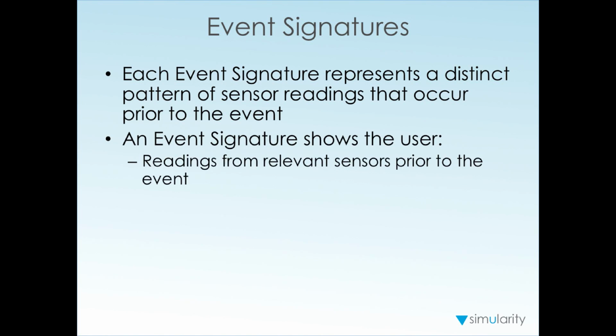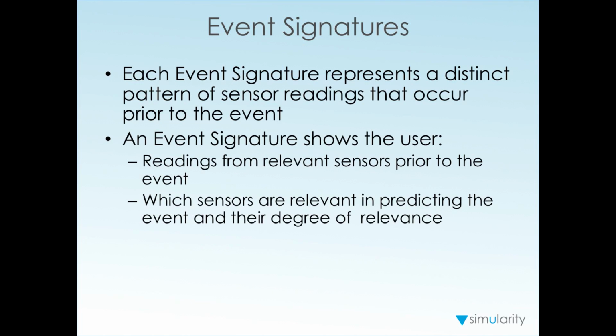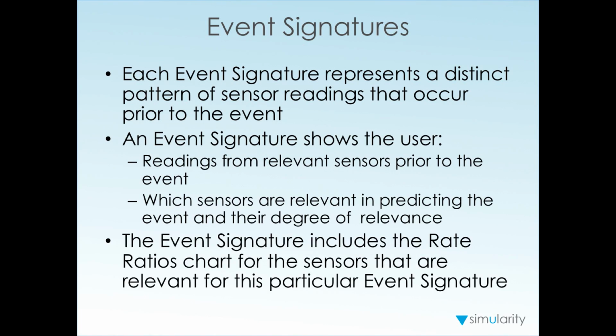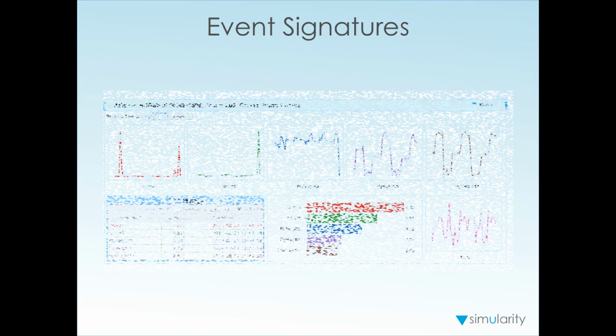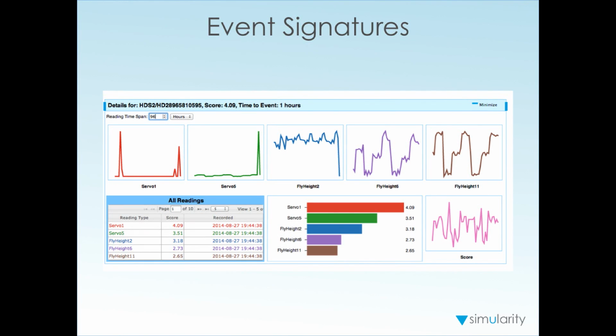An event signature shows the users the readings from the relevant sensors prior to the event. You may have many sensors, and most of those readings may not be relevant to predicting the event. Which sensors are relevant in predicting the event, and the degree of their relevance? And it includes the rate ratios chart for the sensors that are relevant for this particular event signature to indicate the degree of relevance. And so here's an example of what an event signature looks like.